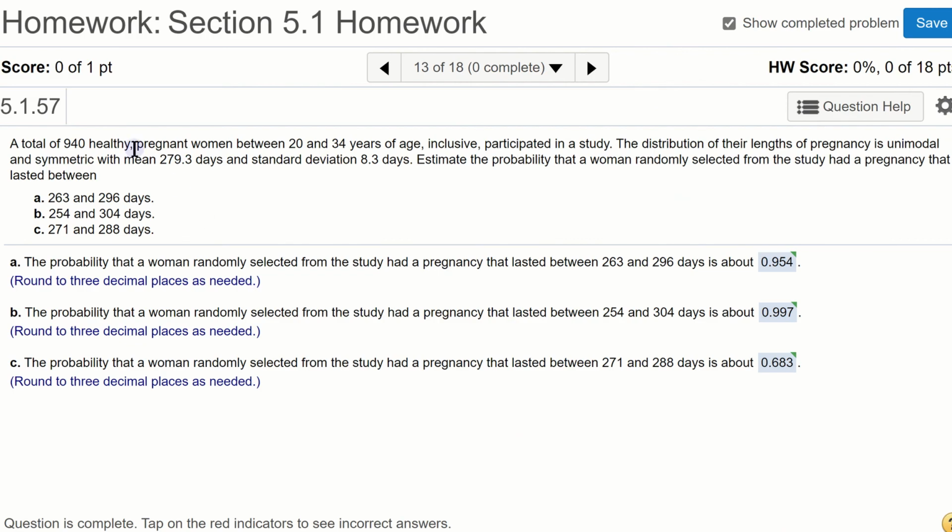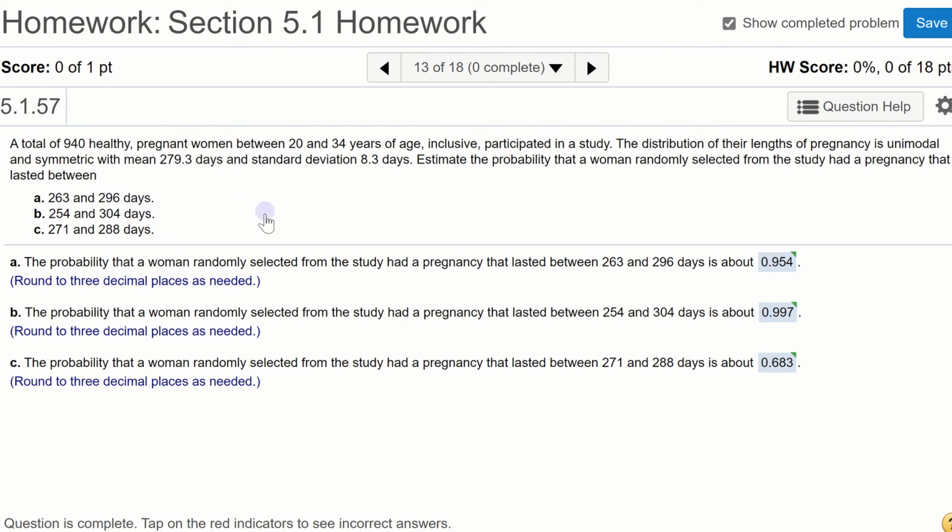So when we go to this question, it says a total of 940 healthy pregnant women between 20 and 34 years of age inclusive participated in a study. The distribution of their lengths of pregnancy is unimodal and symmetric, with a mean of 279.3 days and a standard deviation of 8.3 days. Estimate the probability that a woman randomly selected from the study had a pregnancy that lasted between 263 and 296 days.